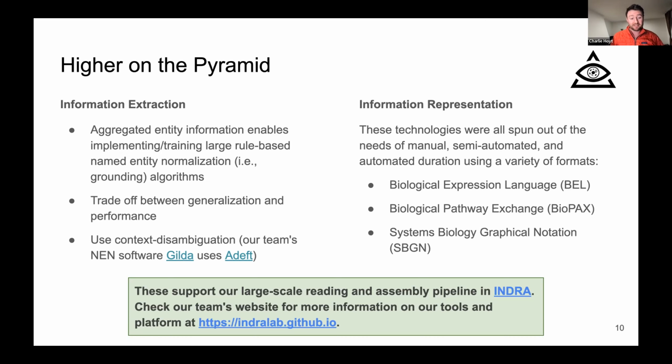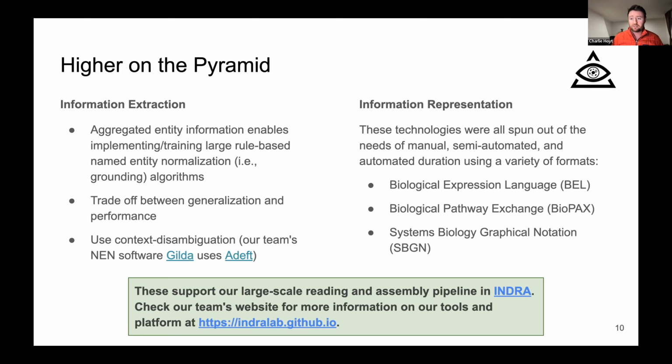Now, one thing to keep in mind is there's a trade-off between generalization and performance when you build these named entity recognition and normalization systems. So one thing that you can do to deal with that is to do context disambiguation. And so I'll give a shameless self-promotion to the Gilda system, which uses ADEFT to do this sort of disambiguation based on the text that surrounds the text you actually want to ground. And built on top of that is doing more information representation and relationship extraction.